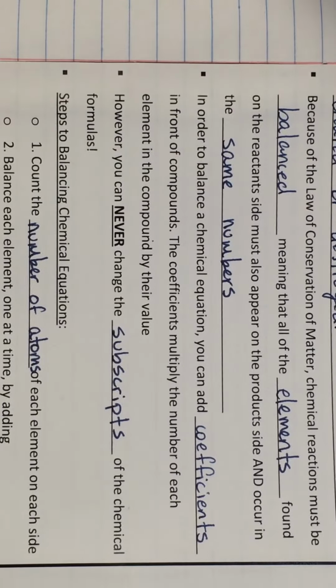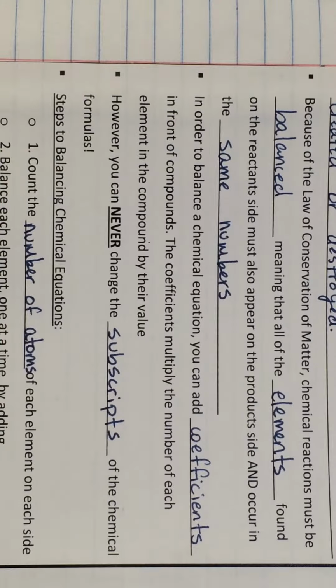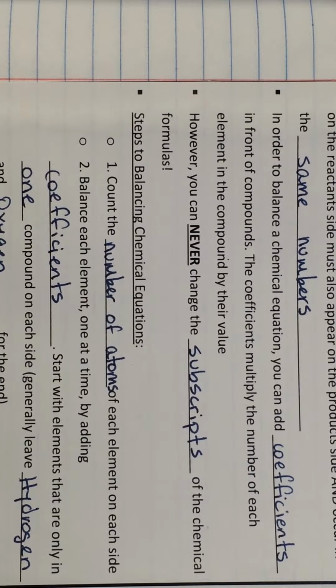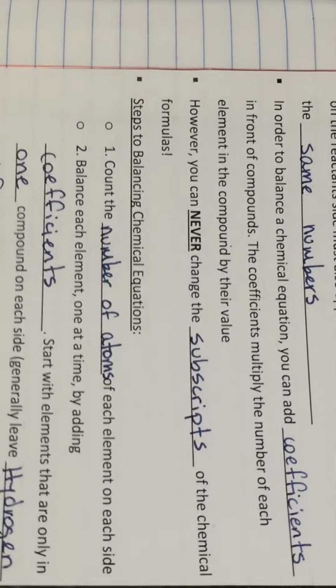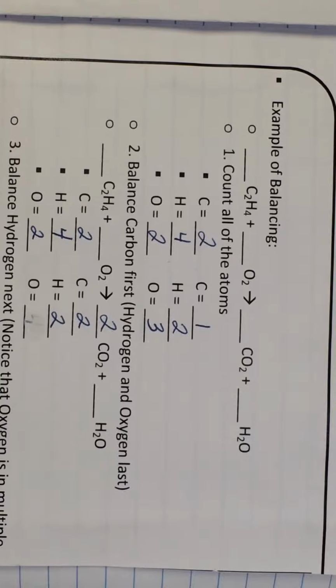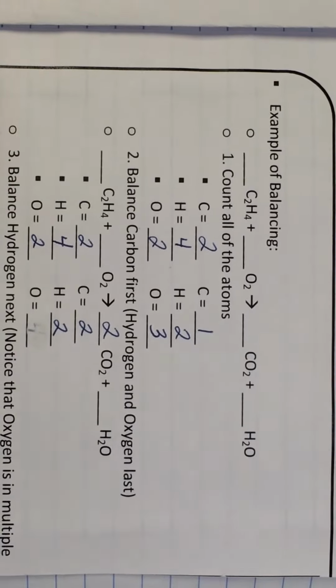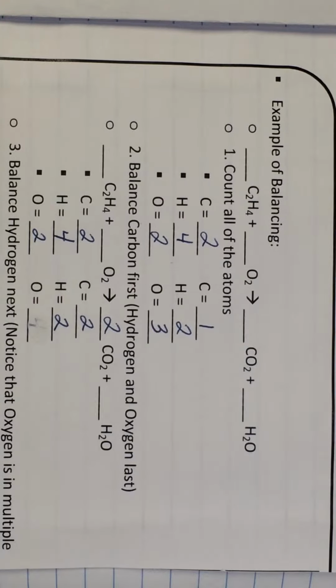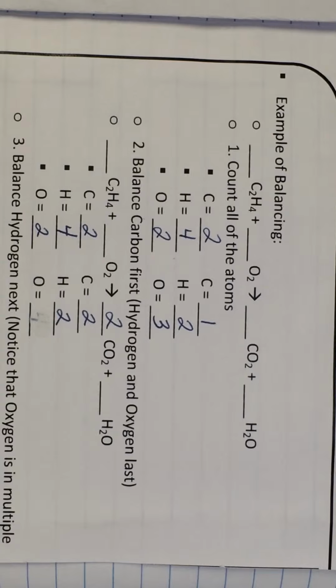All right, so let's talk about some steps to balancing chemical equations. The first thing that we're going to do is count the number of atoms of each element on each side. So we're going to look at an example here on the left of C2H4 combining with O2 to produce CO2 and H2O. Now, if you've already recognized that this is a combustion reaction, that is good.